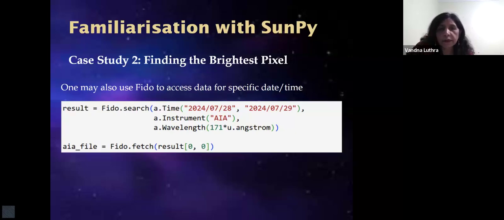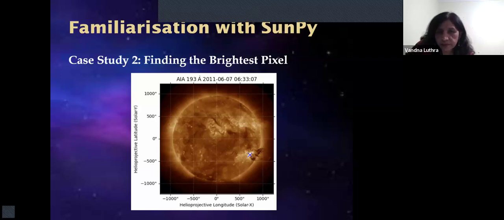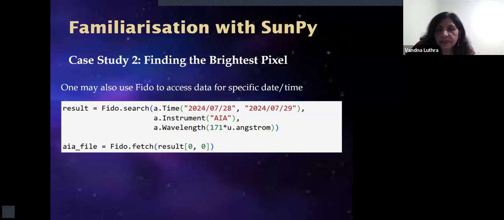As an example, please try Fido to access data for a specific date and time. Like in the first problem, you can try Fido search to get data between 28th of July and 29th of July. It can be any date, for any duration. And use the instrument AIA, which is one of the instruments available for data. In the wavelength, we have taken a wavelength of 193 angstrom. As we studied, data is collected in different wavelengths for different specific reasons, and this can be done for a case study, which can be for any wavelength.